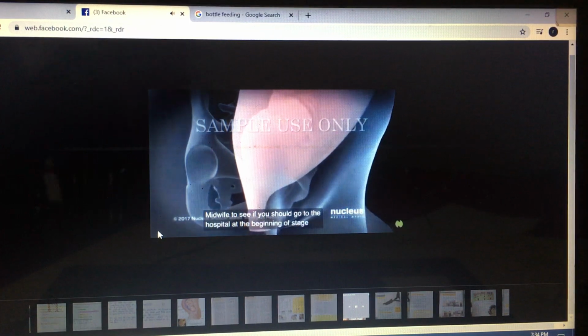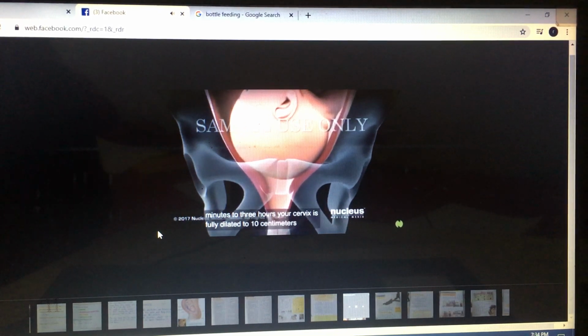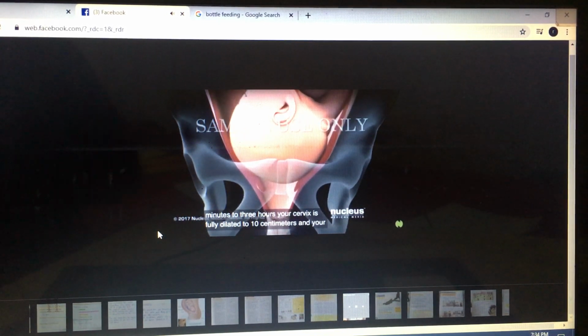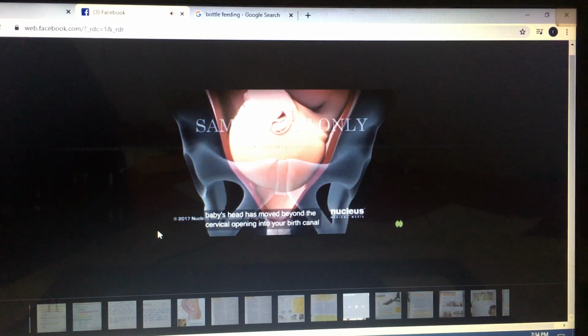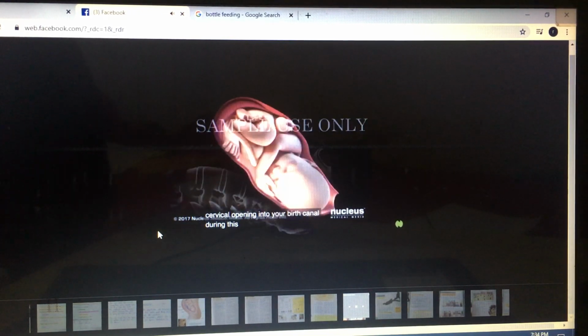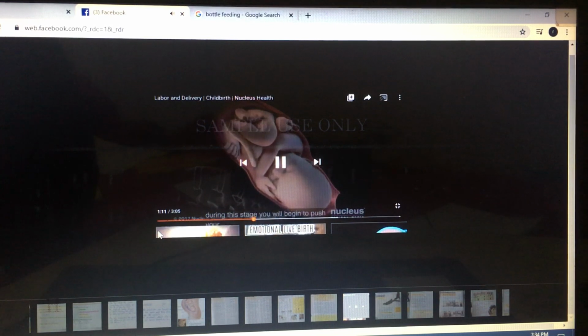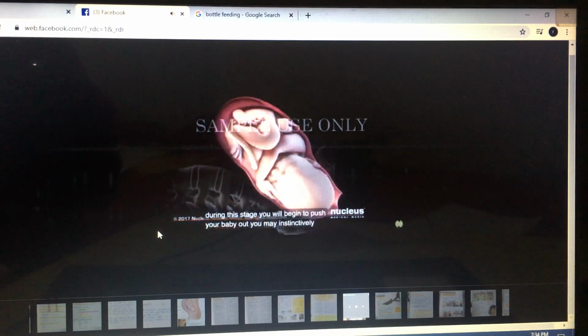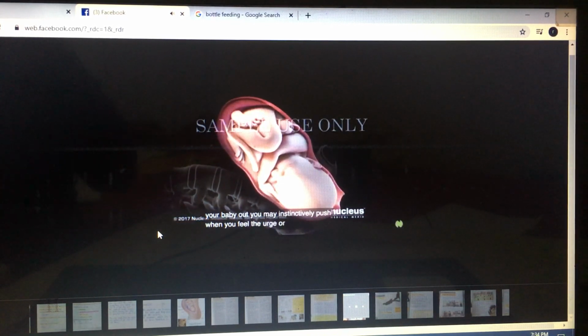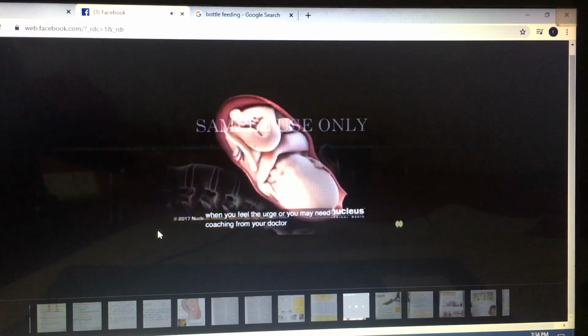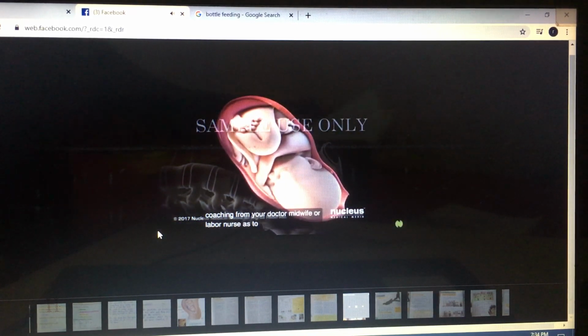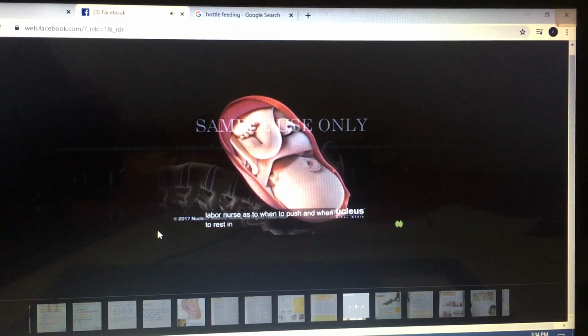At the beginning of stage 2 of labor, which can last from a few minutes to 3 hours, your cervix is fully dilated to 10 centimeters. And your baby's head has moved beyond the cervical opening into your birth canal. During this stage, you will begin to push your baby out. You may instinctively push when you feel the urge, or you may need coaching from your doctor, midwife, or labor nurse as to when to push and when to rest.